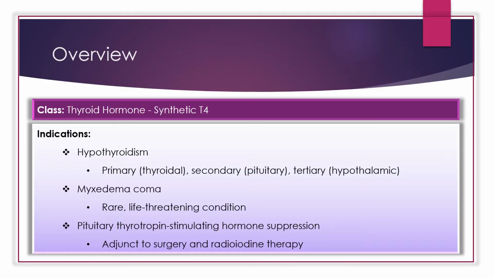Levothyroxine is a synthetic form of thyroxine, or T4, which is an endogenous thyroid hormone. It can be used to treat primary (thyroidal), secondary (pituitary), and tertiary (hypothalamic) hypothyroidism, a rare life-threatening condition called myxedema coma, and it can be used as adjunct to surgery and radioiodine therapy for pituitary thyrotropin-stimulating hormone suppression.